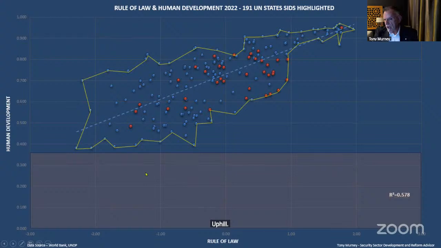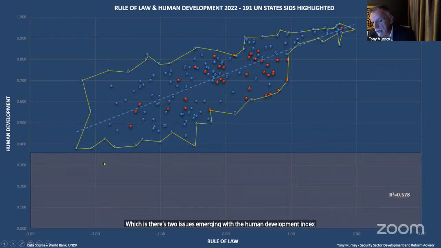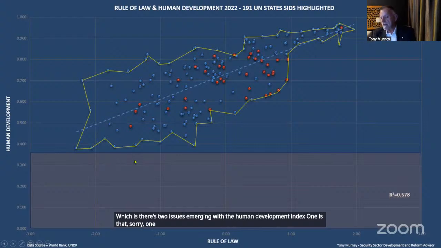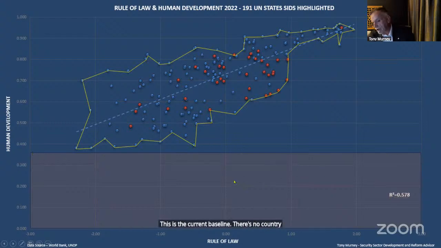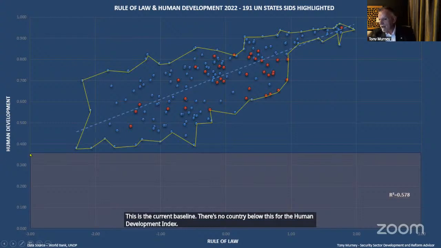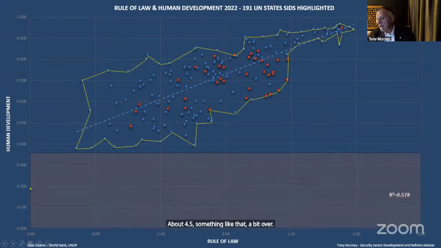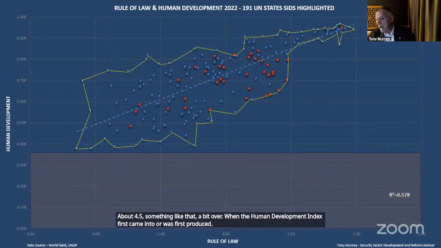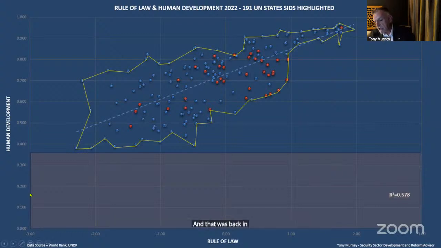I've shaded this area of the chart for one reason, which is there are two issues emerging with the Human Development Index. One is that we're looking here at the Human Development Index as it emerged. This is the current baseline. There's no country below this for the Human Development Index, about 4.5, something like that, a bit over. When the Human Development Index was first produced, back in about 1990 from recollection, the lowest country in the world was 2. So we have seen some major improvements.